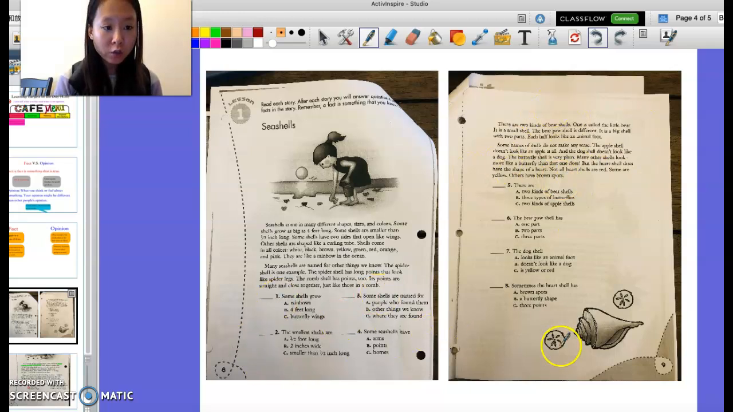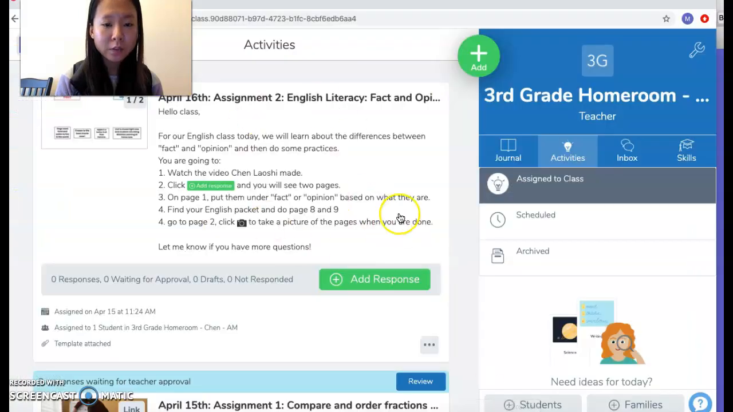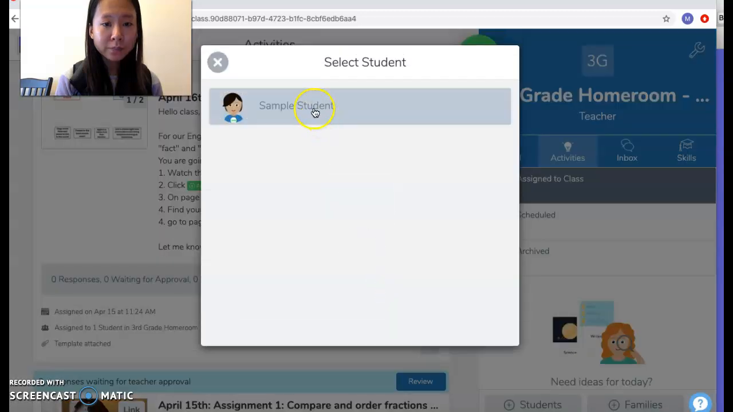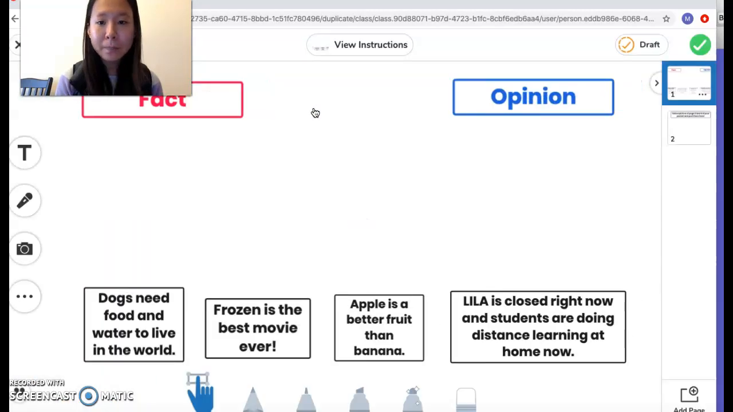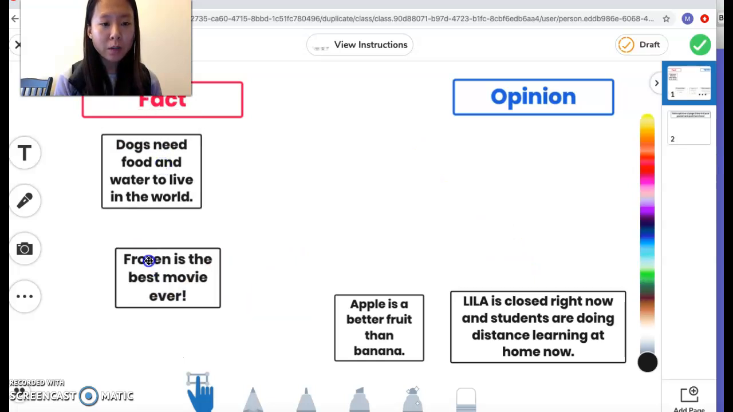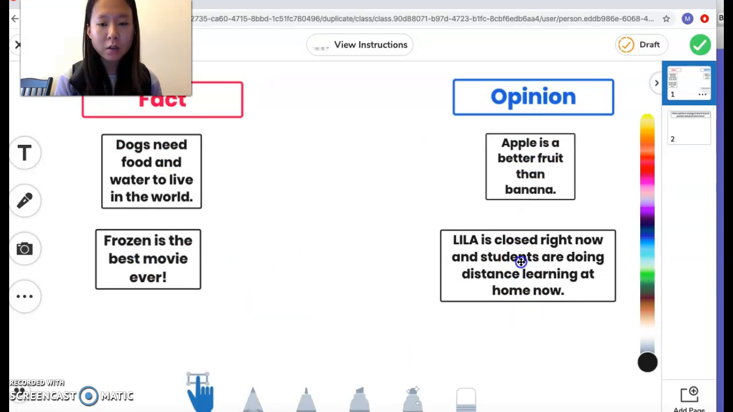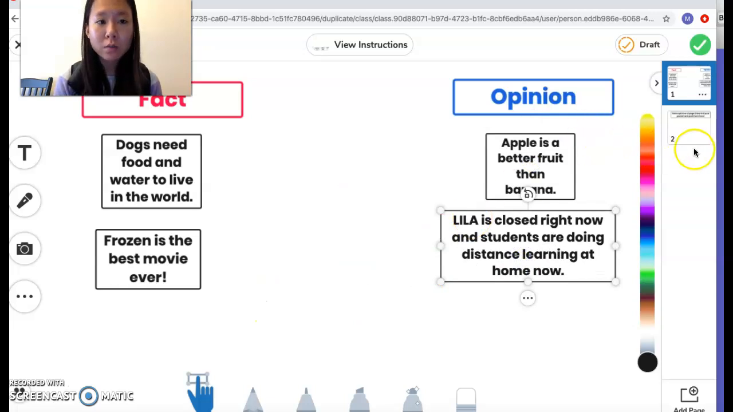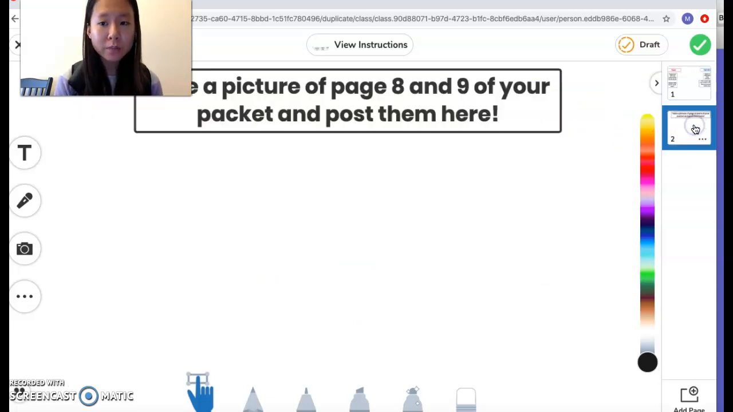So when you're finished, listen up, when you're finished, you're going to go back to Seesaw, right here. Click Add Response. Okay. And this is the first page that I just taught you what to do, right? Now the trick here is there's a second page right here, okay? So say that I'm done with the first page. This is not the right answer, remember? I'm just doing this to show you. And then I'm going to go to the second page, okay?